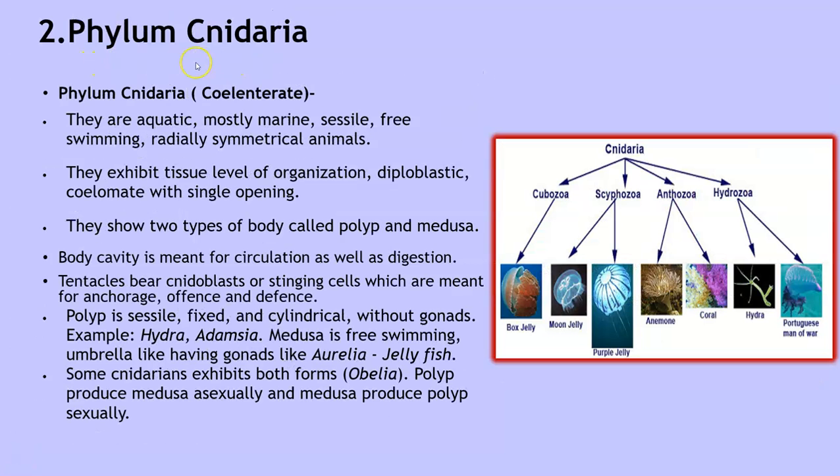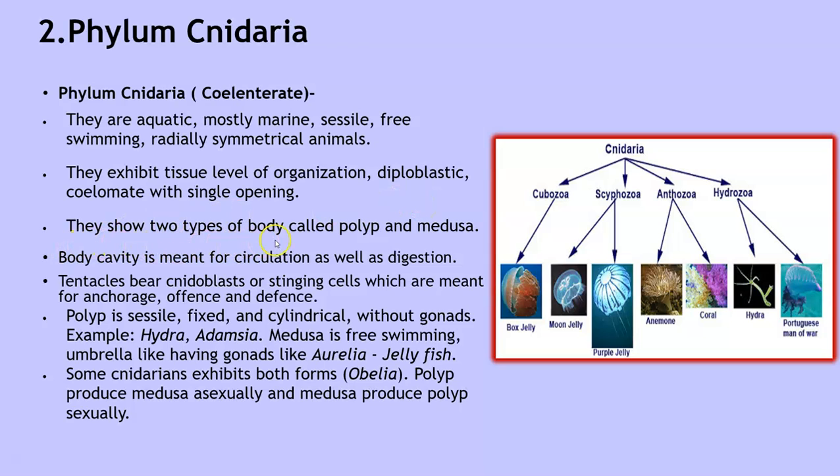The next phylum is phylum Cnidaria. They are also called coelenterates. They are aquatic, mostly marine, sessile or free-swimming, radially symmetrical animals. They exhibit tissue level of organization. They are diploblastic coelomates with a single opening. To understand these terms, please review the first lecture on this topic.